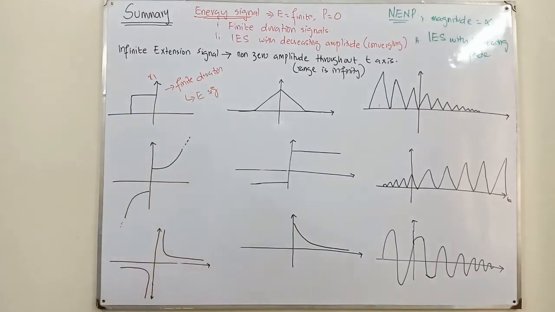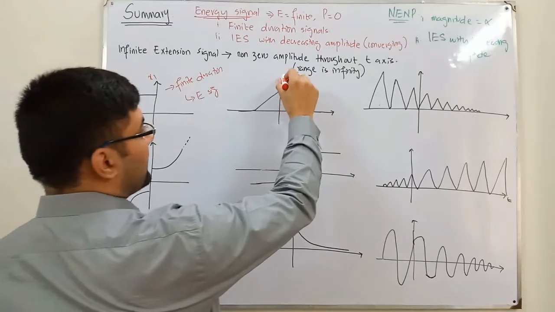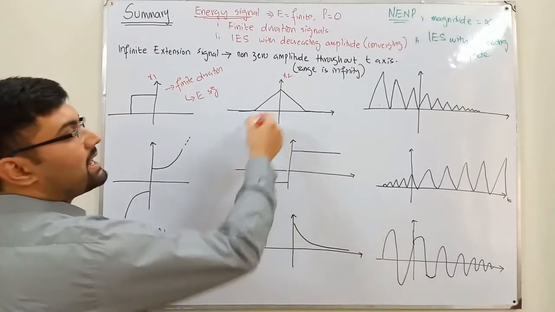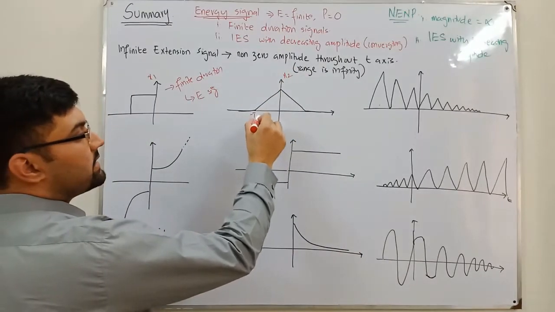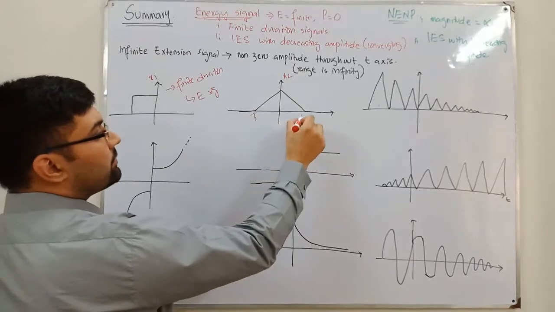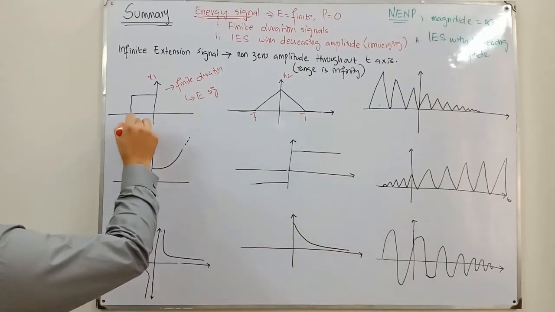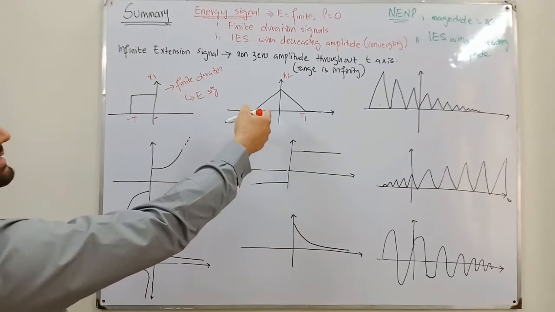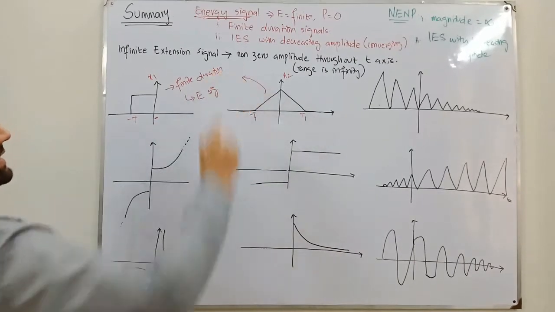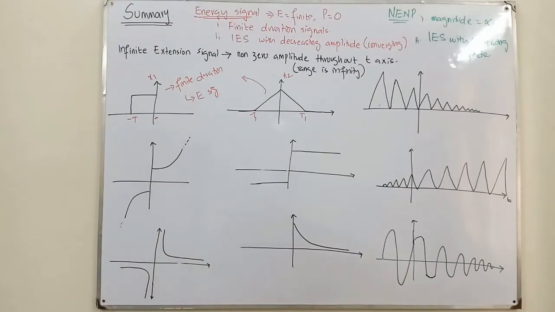Fine. Similarly, let's say this is x2 of t. This is again a finite duration, let's say from negative t1 to positive t1. It's existing. Let's say over here this is some value negative t, this is 0. So again this is a finite duration signal. This is also an energy signal.